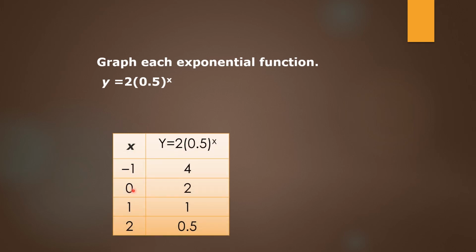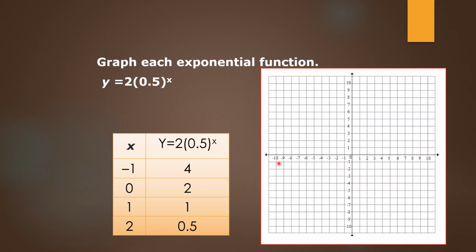Number 1, we have to make the table and substitute x by -1, 0, 1, 2. The values of y will be 4, 2, 1, 0.5. So we're going to locate the points here: -1 and 4, 0 and 2, 1 and 1, and 2 and 0.5 will be here. Then join them and extend.